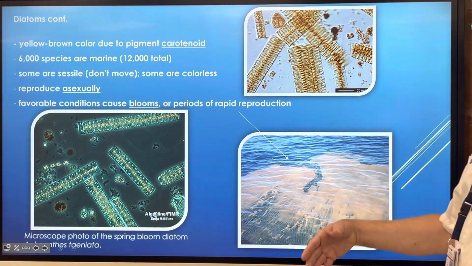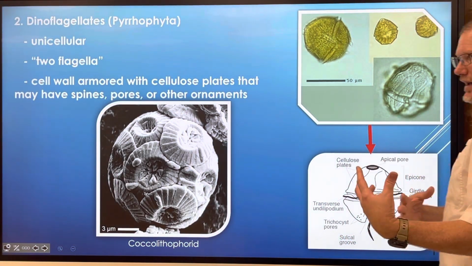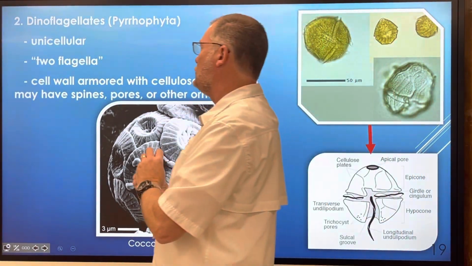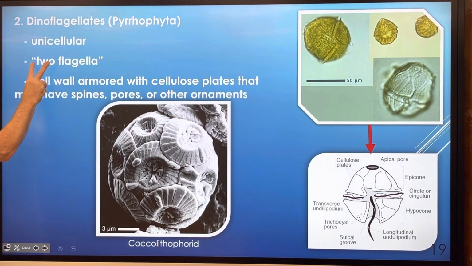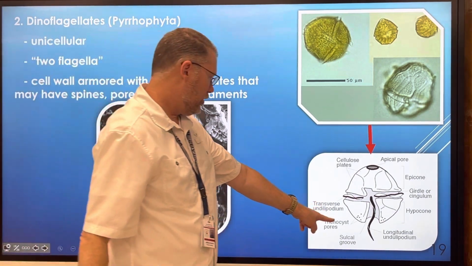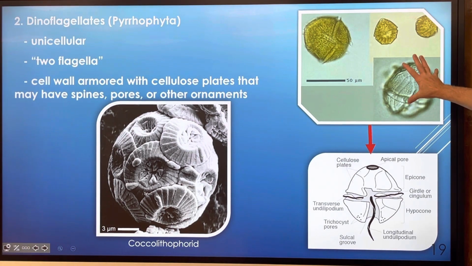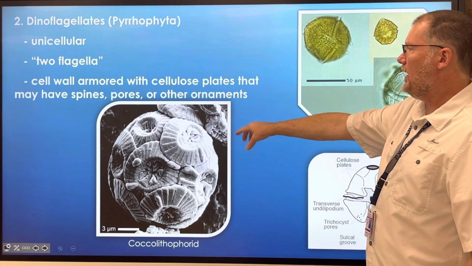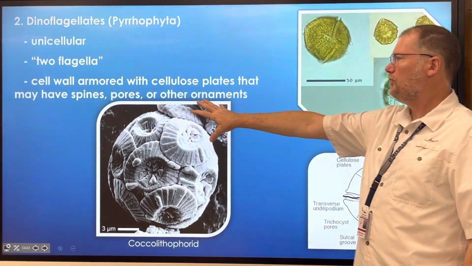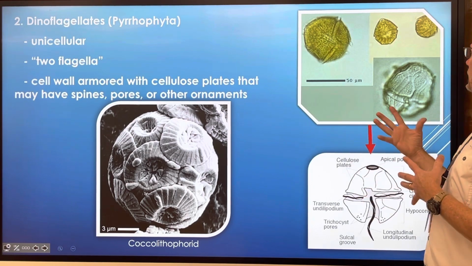Too much nutrients, eutrophication would cause a bloom. So those are diatoms. Now we're talking about dinoflagellates. Dinoflagellate means two flagella, two flagella. So they have these long flagellum coming out of their test or their shell. Here's a coccolithophore. They have armored plates. Some of them have spines, some have pores, some have other ornaments on them.